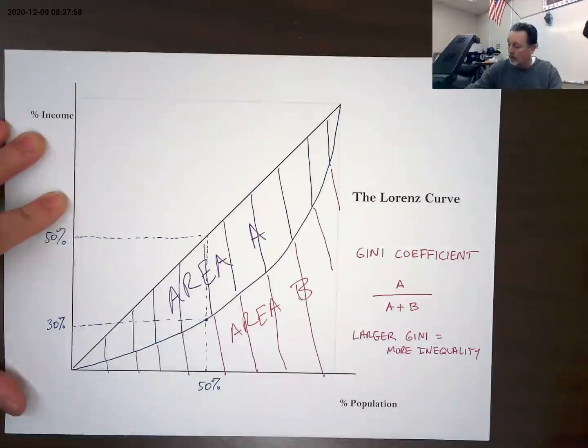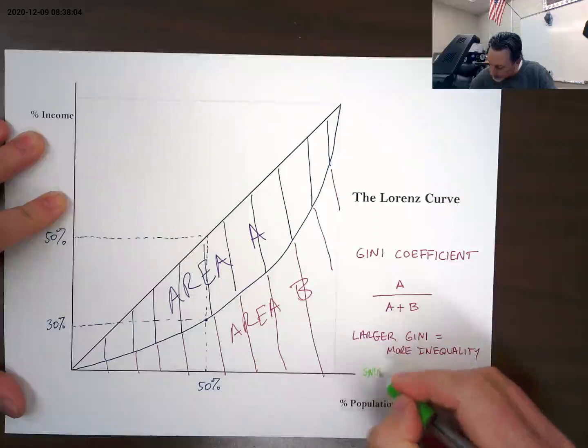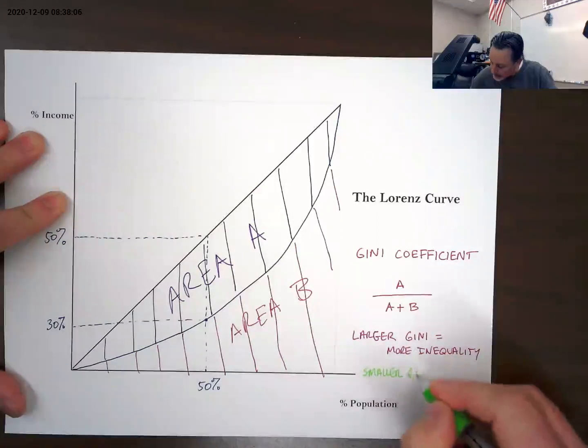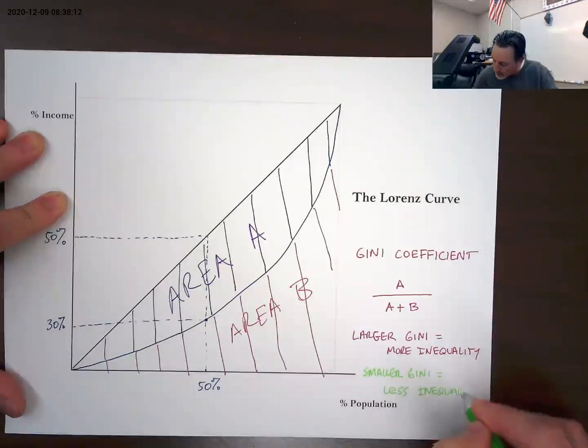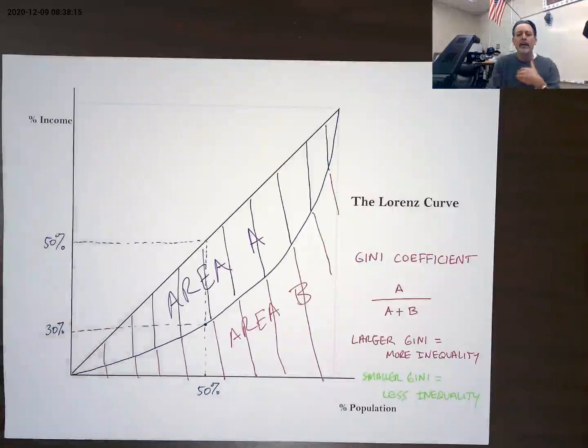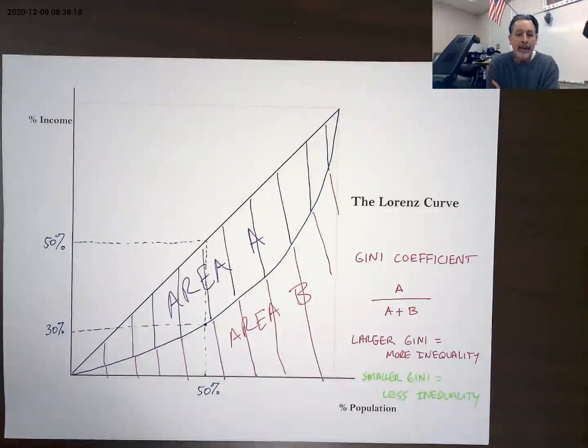And of course, the opposite of that is also true, where smaller Gini coefficients equal less inequality. All right? So, area A relative to the size of area B gives us our Gini coefficient, and that Lorenz curve gives us the distribution of income within a given society.